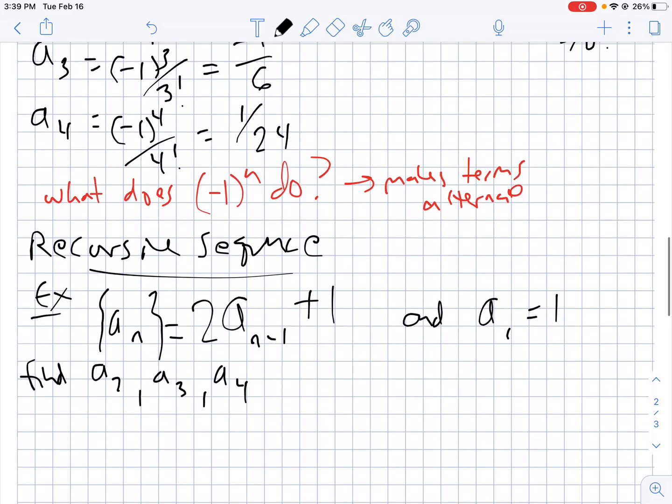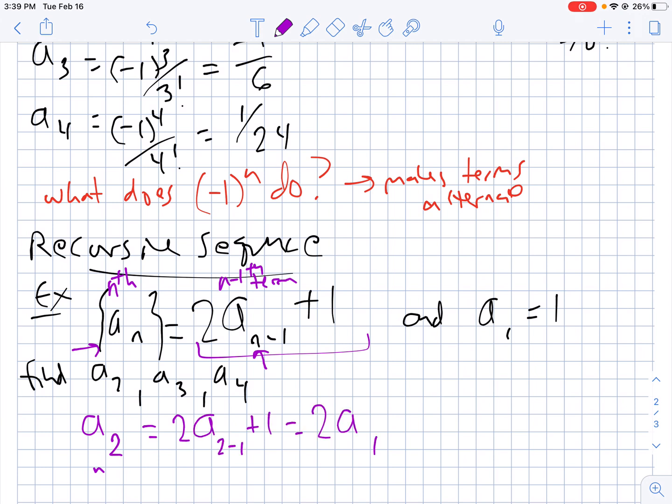Okay. So basically what this is saying, and this is kind of weird, is the nth term of the sequence is based on the n minus 1th term. So each term is based on the term before. So when you want to find a sub 2, this is saying the nth term of the sequence is this equation. When you find a sub 2, you replace the n's with 2's. So you replace this n with a 2 as well. So a sub 2 is just 2 times a sub 2 minus 1 plus 1, which is just 2 times a sub 1 plus 1. So it's basically like saying, f of n is equal to 2 times f of n minus 1 plus 1. That's basically what's going on there.